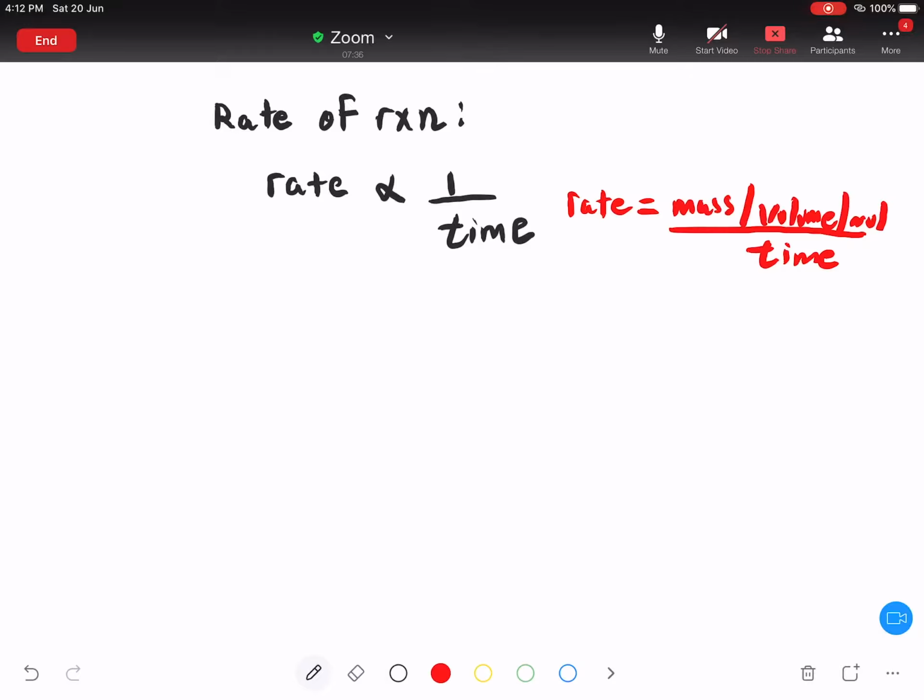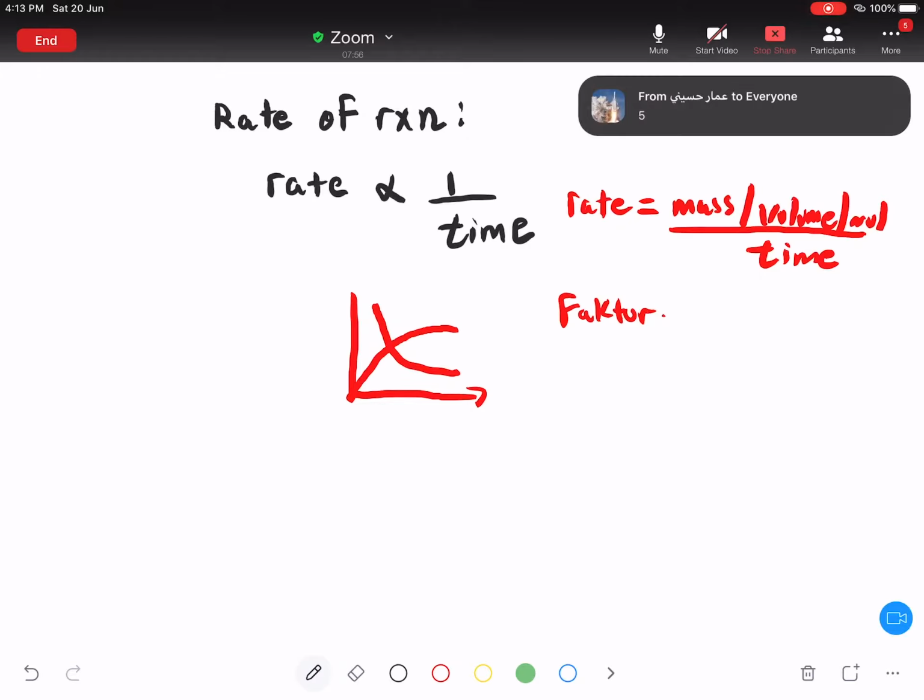Then after that we have learned about the graphs, the product graph and the reactant graph; we have done those. Then in yesterday's class we went through the factors that affect the rate of reaction. How many factors are there? Tell me. There are 5 factors that affect the rate of reaction. What are the factors? Tell me again.